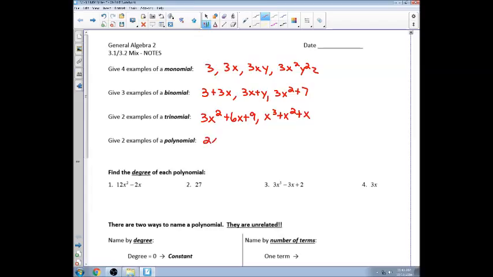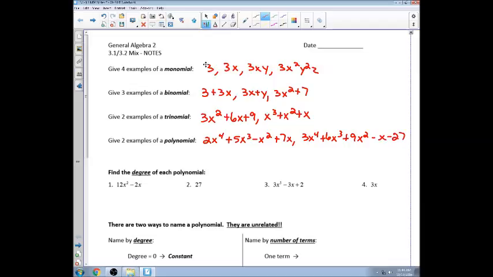So 2x to the 4th, 5x to the 3rd, negative x squared plus 7x, 3x to the 4th plus 6x to the 3rd, plus 9x squared minus x minus 27. Both of those are just polynomials.